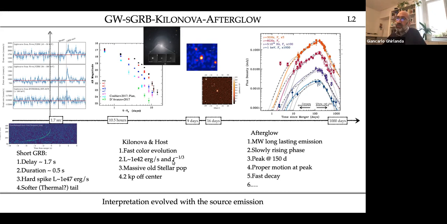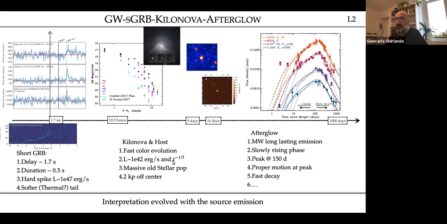And the location of the source, projected in physical units, is 2 kiloparsec off center from the center of the galaxy. Now, 9 days and 16 days after the short GRB or gravitational wave event, there was the discovery of another counterpart, first in the X-rays at 9 days, and then at 16 days in the radio.